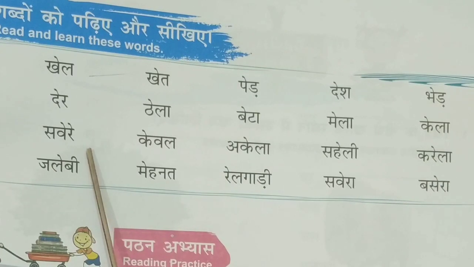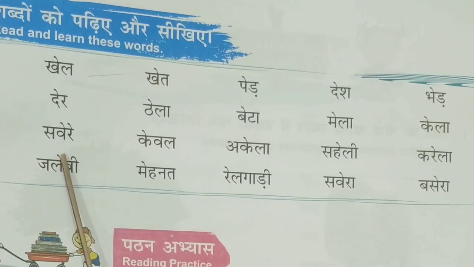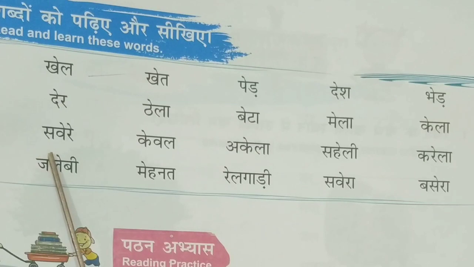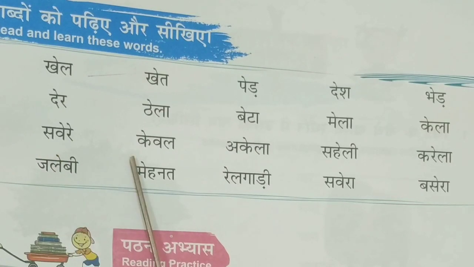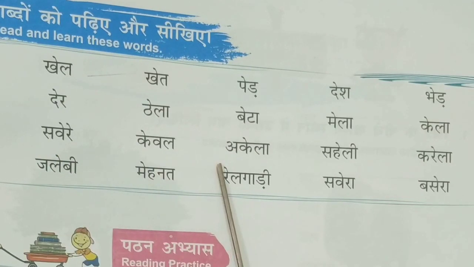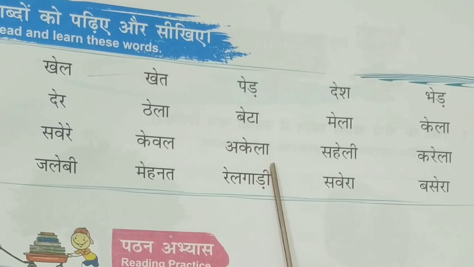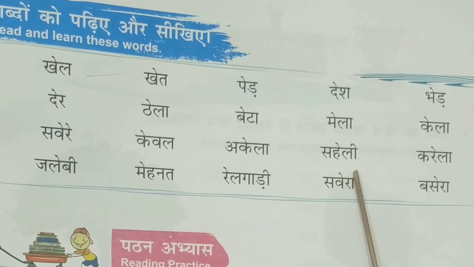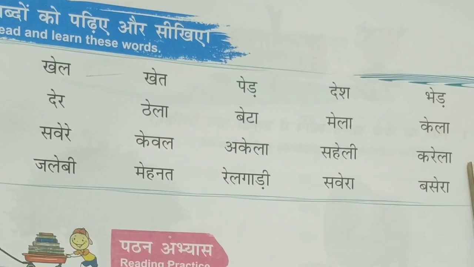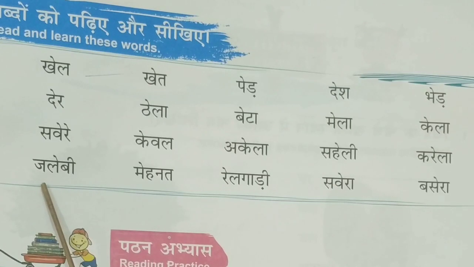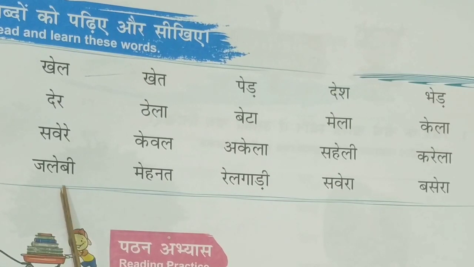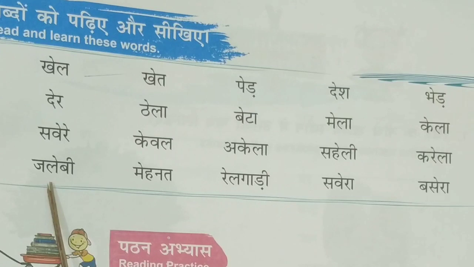Okay children, read again. Savere. Keval. Akela. Saheli. Karela. Okay, now the last line. Read it. Look carefully and read.